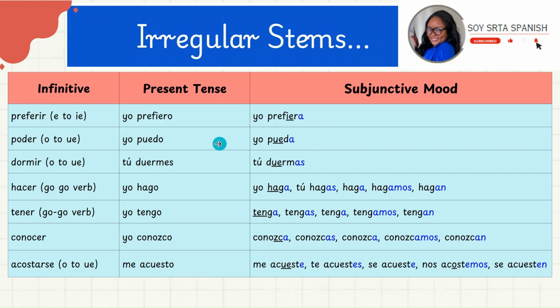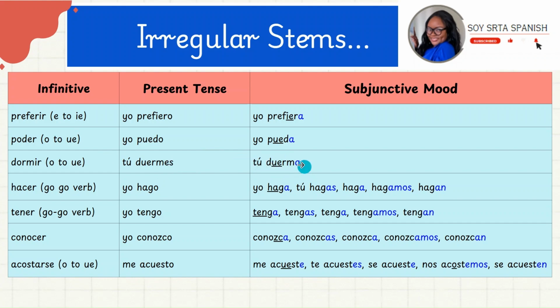Here is another stem changing example. Dormir, an IR verb, stem changes from O to UE. So tú duermes is our example from the present tense. It would be tú duermas. So we had the stem change again, and then of course, since it was an IR verb, we have our opposite ending.